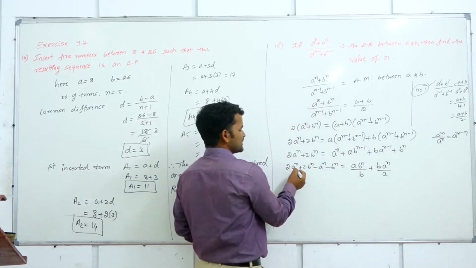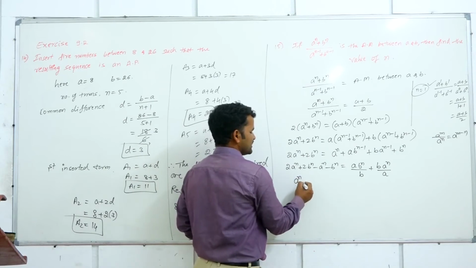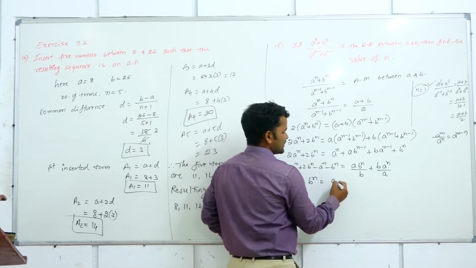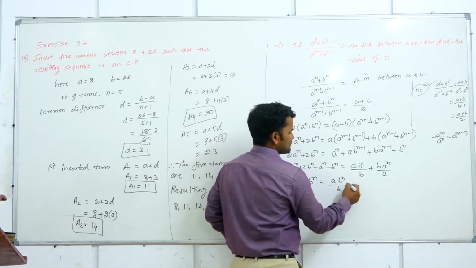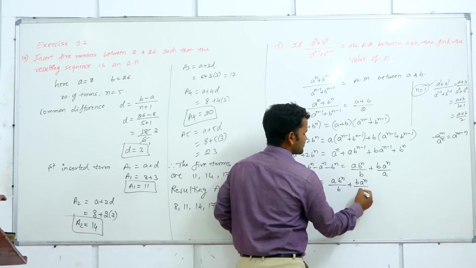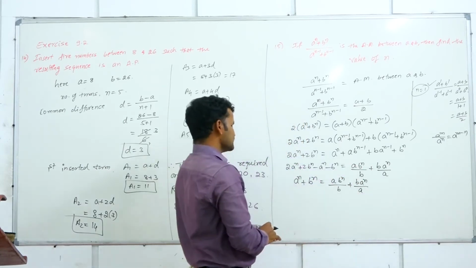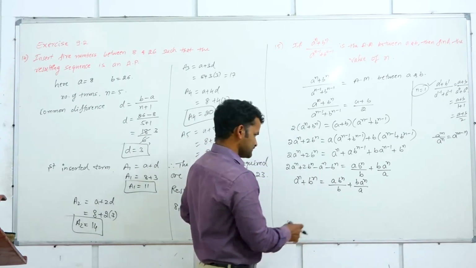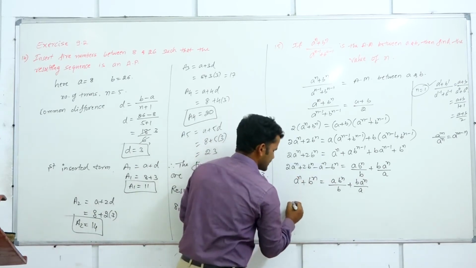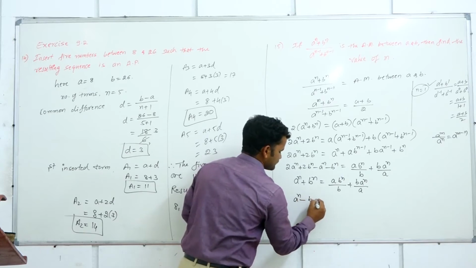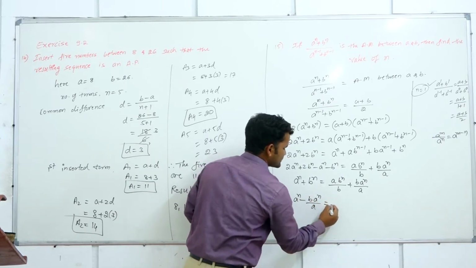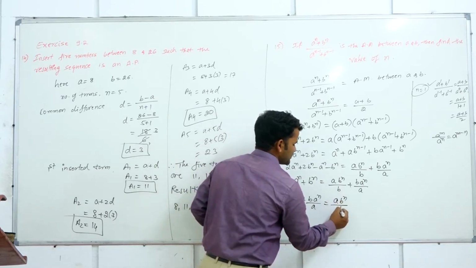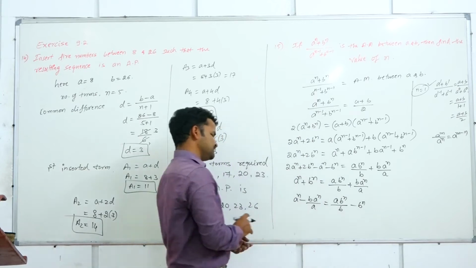Okay, 2 times a raised to n, a single time a raised to n, it is nothing but a raised to n. Plus again b raised to n, which is equal to a into b raised to n by b plus b into a raised to n by a. Now a raised to n terms you take on one side, b raised to n terms you take on another side. a raised to n take to the left hand side, which is equal to this, b raised to n I am taking to the right hand side. a into b raised to n by b minus b raised to n.